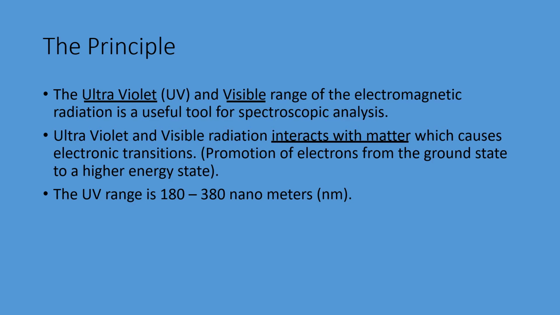The ultraviolet range is between 180 and 380 nanometers. The visible range is between 380 and 780 nanometers. Do you know why it is called the visible range? The sensors in your eye can detect these wavelengths. Like a UV detector for UV light, the eye is a detector for wavelengths of the visible range.